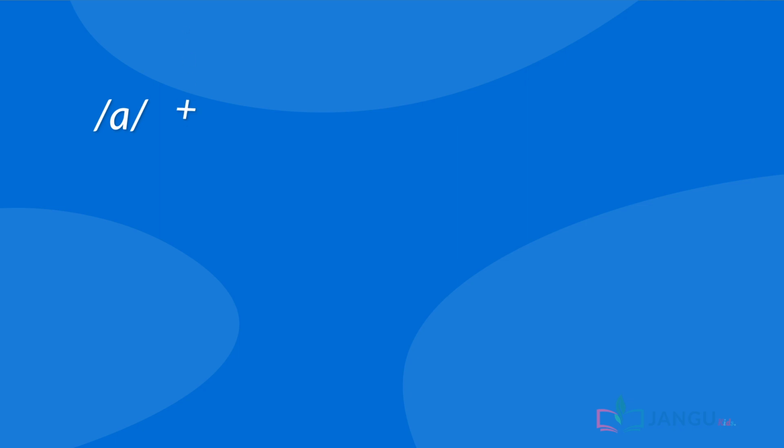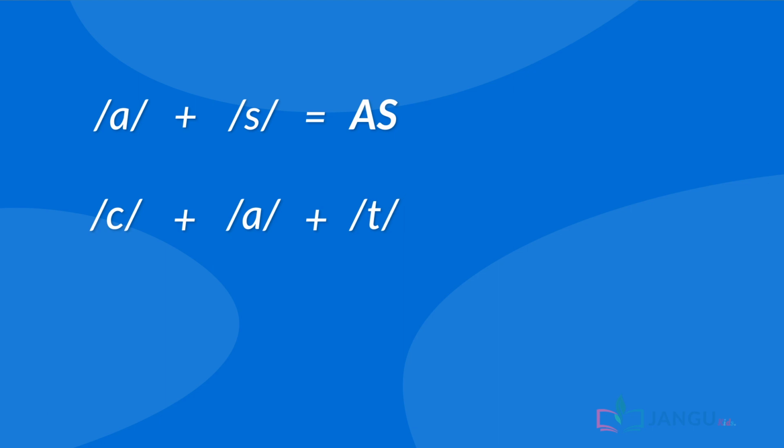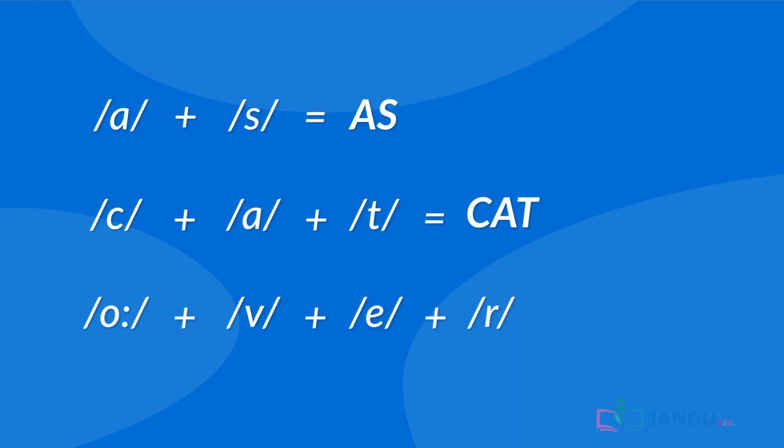"Ah" and "s" come together to form the word "ass." "Ka," "ah," and "t" come together to produce the word "cat." "O," "v," "eh," and "r" come together to form the word "over."